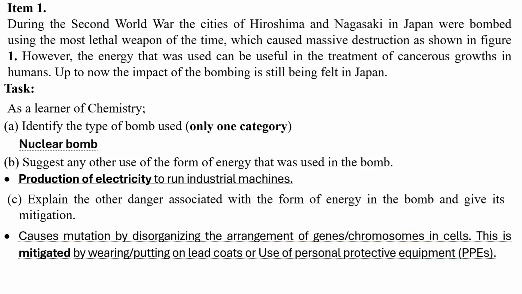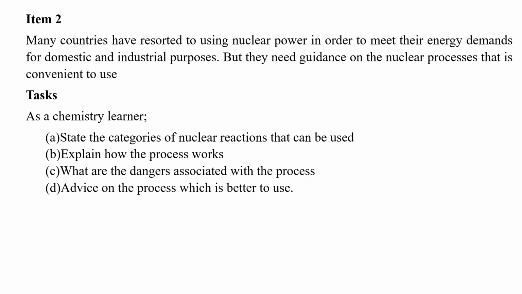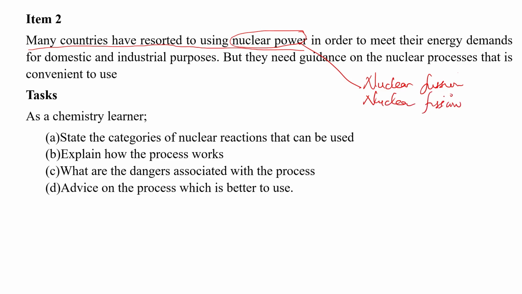Let's dive into item 2. In this item, many countries have resorted to using nuclear power. Nuclear power can be generated by both nuclear fusion and nuclear fission. We saw that in the uses. Because the technology of nuclear fusion is still difficult, it is not yet generated out of nuclear fusion. So both categories are present in the item. Now, the first question says, state the categories.